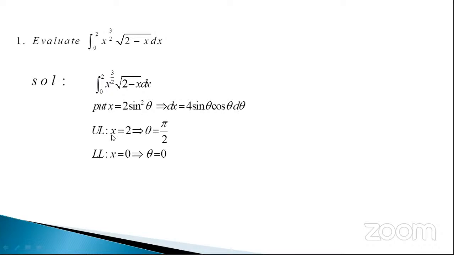Am I clear? Now change the limits also. Upper limit: if x is equal to 2, then 2 equals 2 sine square theta, which means sine square theta equals 1, so theta equals pi by 2. Lower limit: x equal to 0 means 0 equals 2 sine square theta, so sine theta equals 0. The value of theta is 0, since sine 0 equals 0. That's why the theta value is 0.